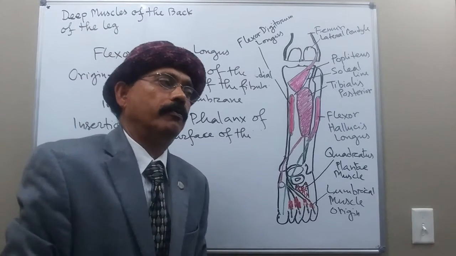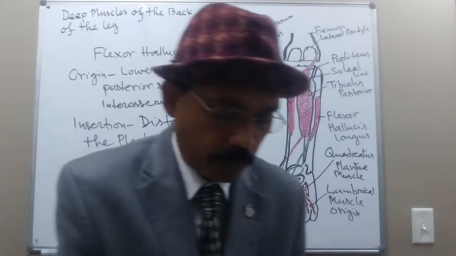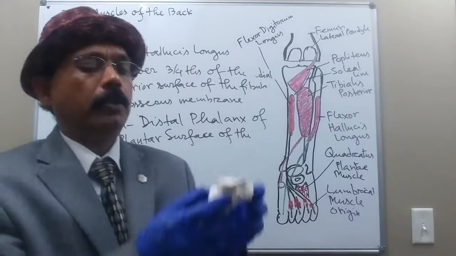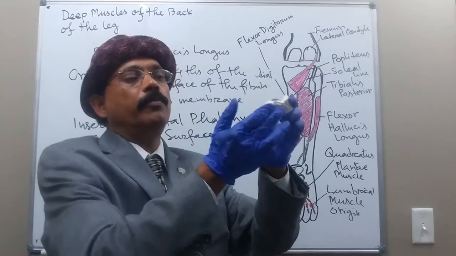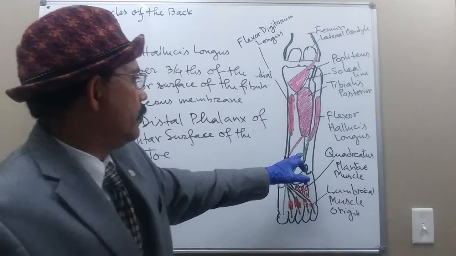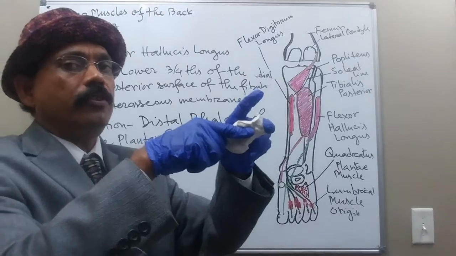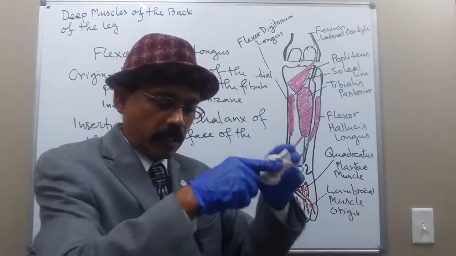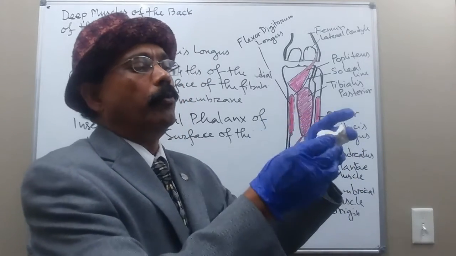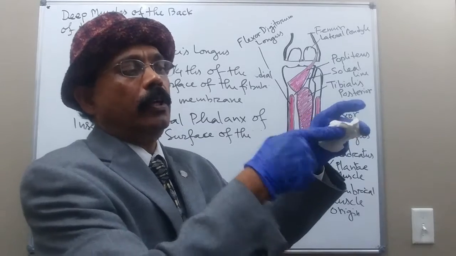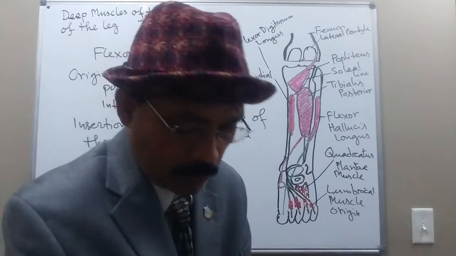Insertion: plantar surface of the distal phalanx of the great toe. But we must know one important point, its relationship to the sustentaculum tali. This is the sustentaculum tali of the calcaneum. The flexor hallucis longus tendon passes underneath the sustentaculum tali, a bony extension with a groove underneath it. This groove is for the passage of the tendon of the flexor hallucis longus.